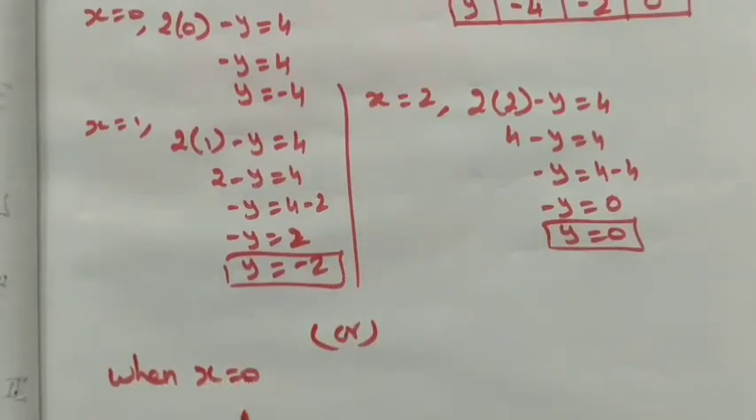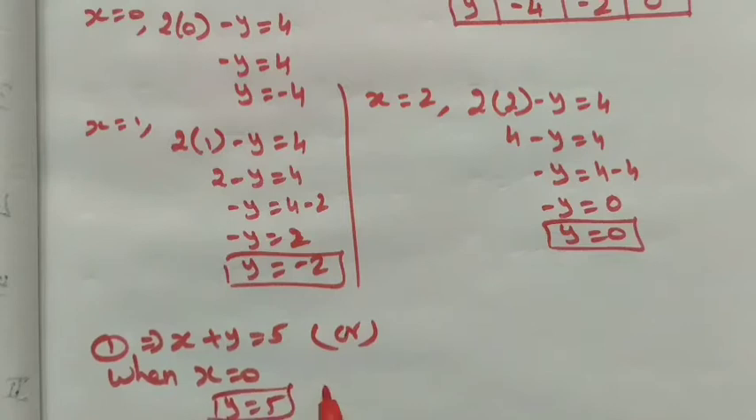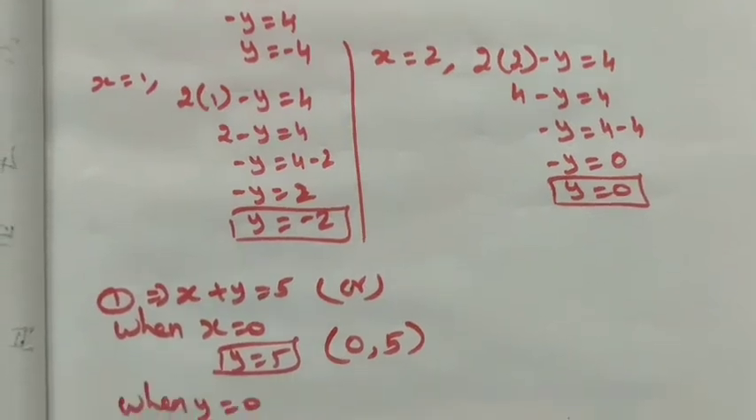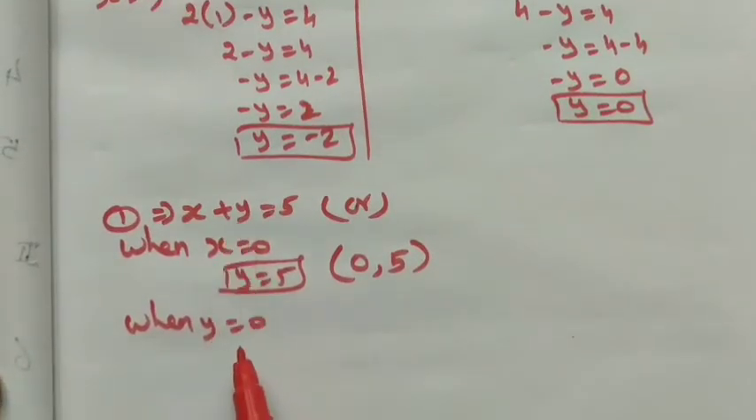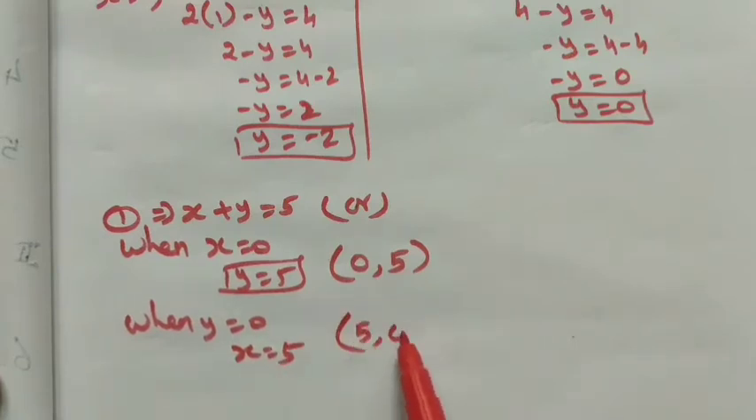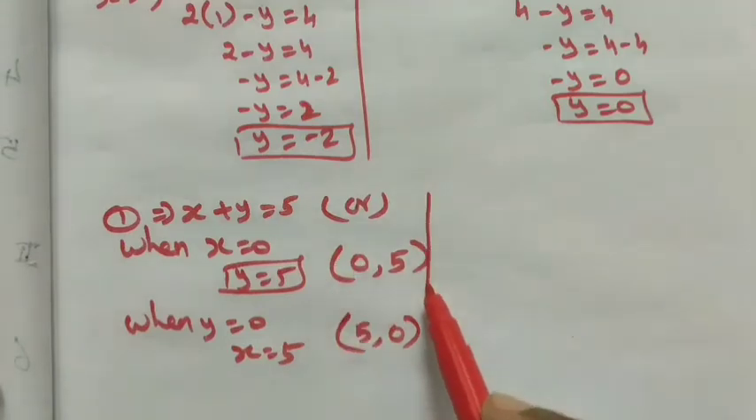When x is equal to 0 in equation number 1, we know that equation number 1 is x plus y is equal to 5. When x is equal to 0, we get y is equal to 5. This is the point 0, 5. And when y is equal to 0, we get x is equal to 5. Here, first we have to write x and then y. For the first equation, this is the point. By this simple method, we can find the points like this.